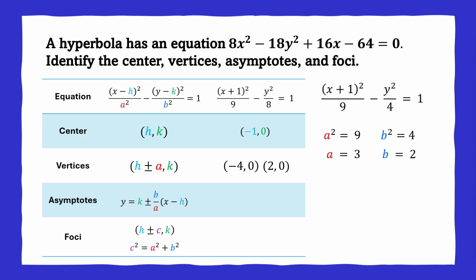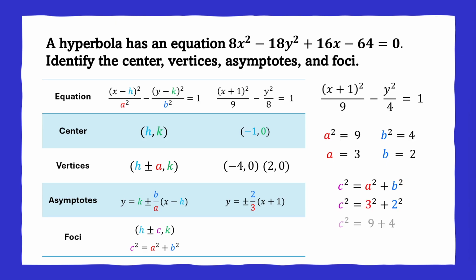The slopes of the asymptotes are plus or minus b over a, which is plus or minus 2 over 3. Because the center is at (-1, 0), the asymptote equations are y equals plus or minus 2 over 3 times (x plus 1). To find the foci, we use the relationship c squared equals a squared plus b squared.